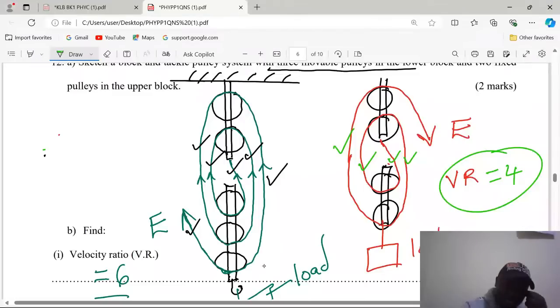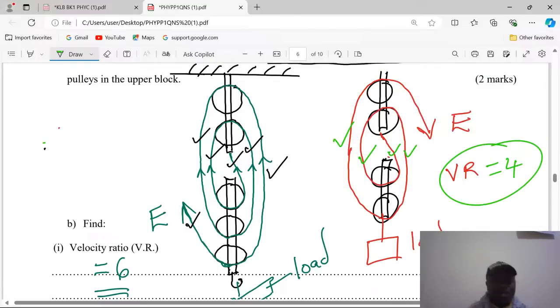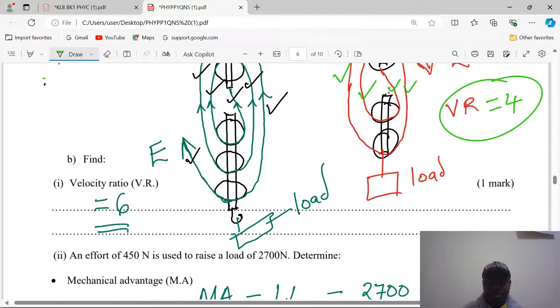But in the previous case, the question that we are handling, you can see that the part of the rope onto which you shall apply your effort is facing upwards, and therefore it will be treated as one of the ropes which are supporting the load. And so we are saying velocity ratio is exactly 6. So I believe we are together in that. We are winding up.